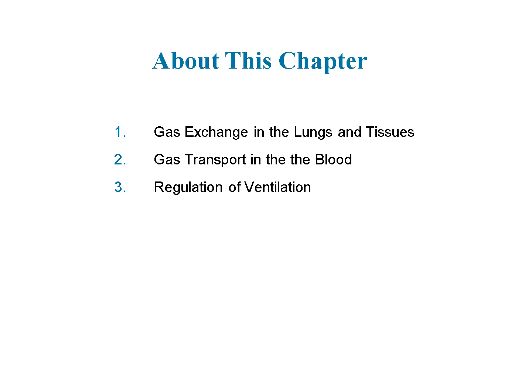Next, we examine gas transport in the blood, focusing on how oxygen and carbon dioxide are carried through the circulatory system. Most oxygen is bound to hemoglobin, while carbon dioxide is primarily transported in the form of bicarbonate ions. These mechanisms ensure that oxygen reaches tissues efficiently while carbon dioxide is safely removed.